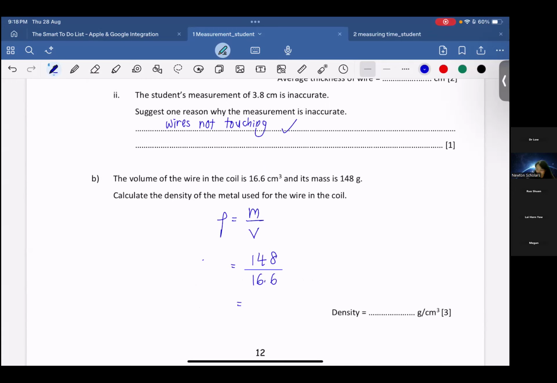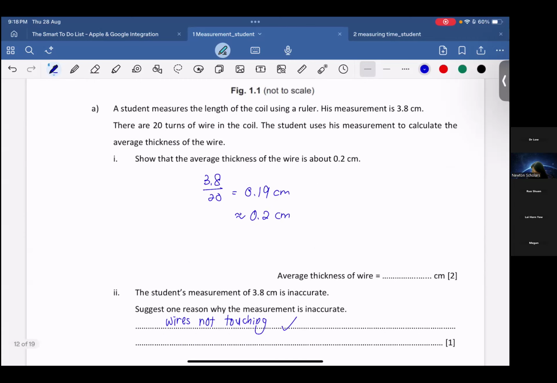Okay, so at here our answer should write 8.92 gram per cm cube. So 8.92. There is a line at here. Average thickness. We can write 0.19. Okay, we write 0.19.